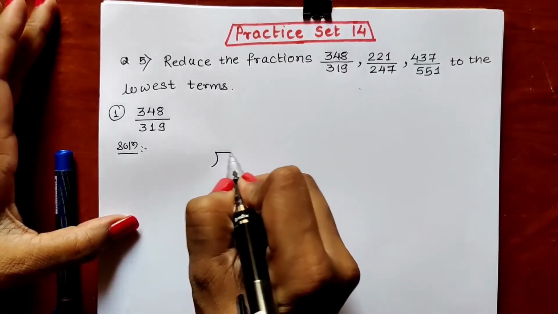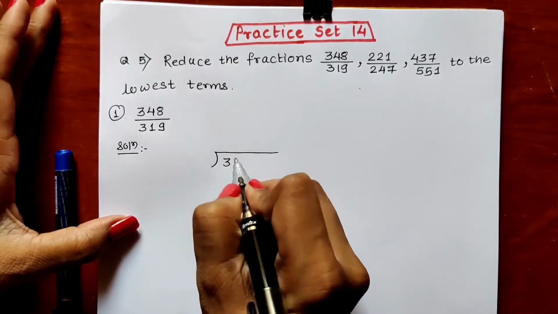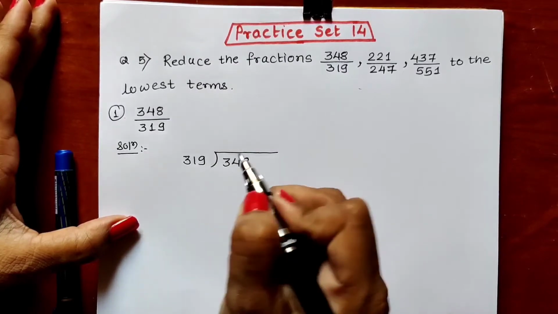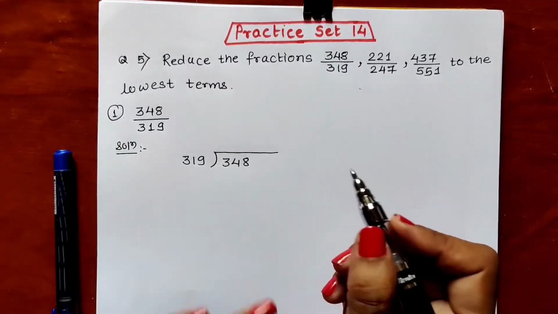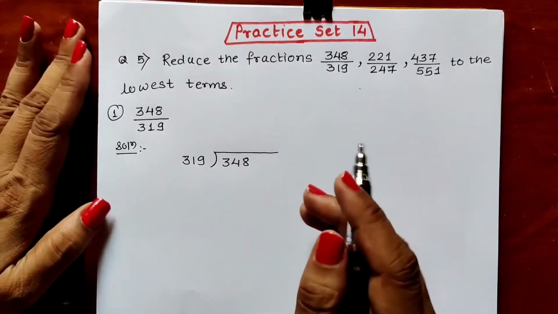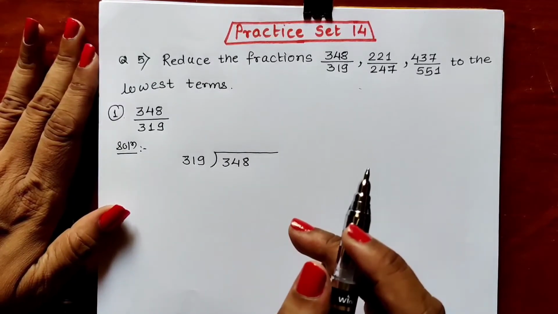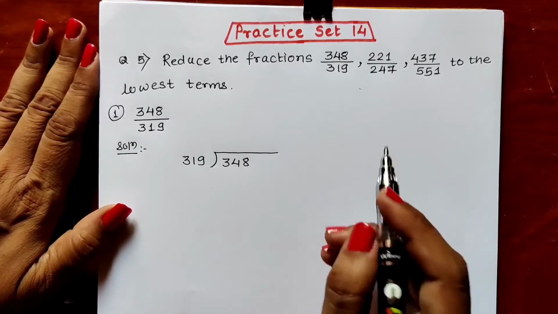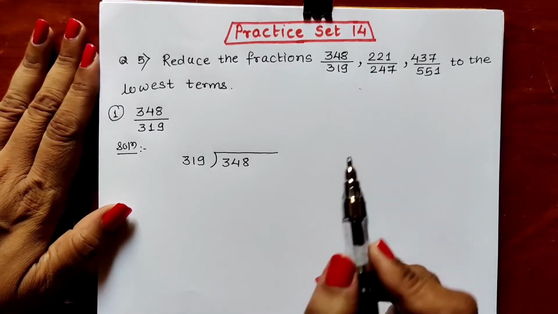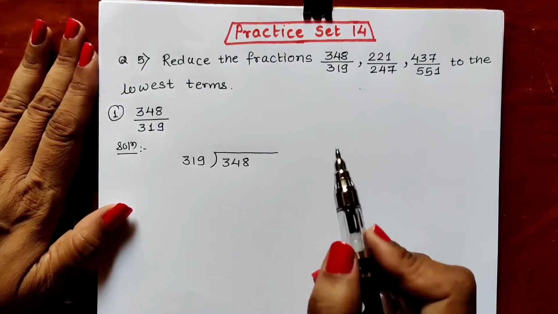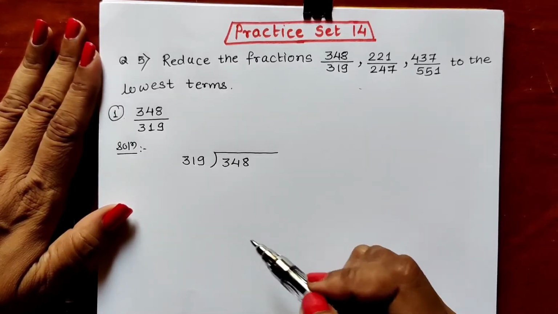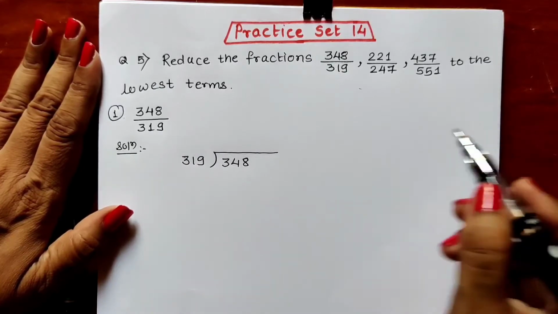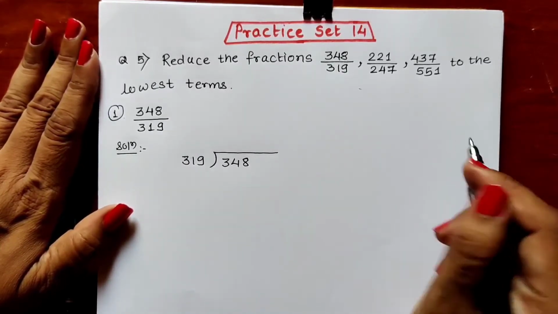The bigger number should be written inside. 348 is the bigger number, 319 is the smaller number, and then we can divide. We will apply the same method as we have applied in practice set 12. I request you to watch the practice set 12 question number 2 video first and then you can go through this video because the method is the same. I will give the link in my description box.